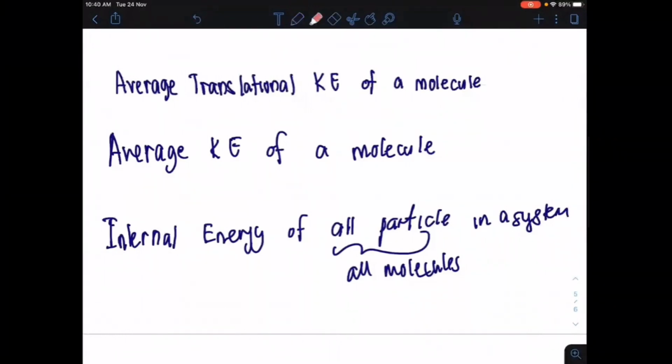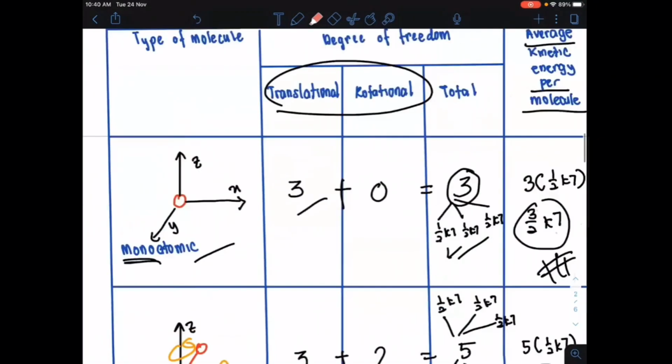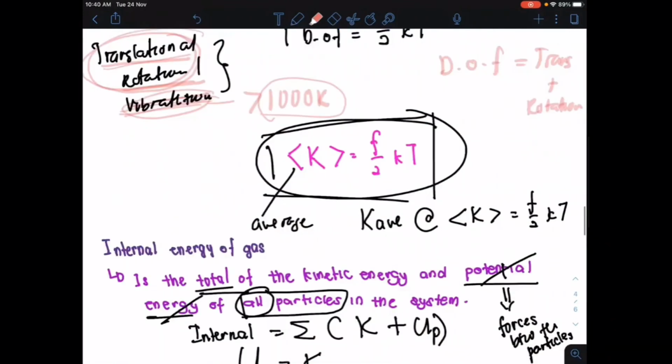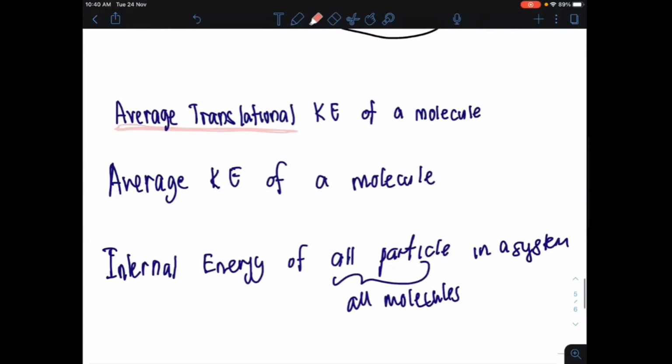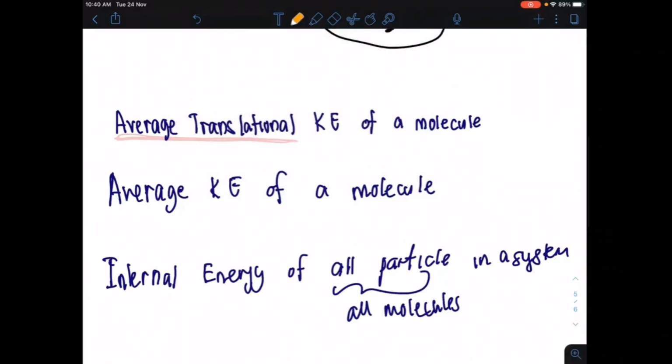Kalau dia punya ayat adalah average translational, kita tahu degree of freedom dia adalah 3 sahaja. X, Y, Z. Tak kiralah dia mono, di ataupun polyatomic. Tetap 3. Look at the table here. Translational sentiasa 3, 3, 3. Therefore, average translational kinetic energy kamu adalah K TR. Kita letak TR to associate dengan translational. Maksudnya we are talking about motion along translational dia sahaja. So dia jadi 3/2 kT. Ini untuk satu biji molekul.